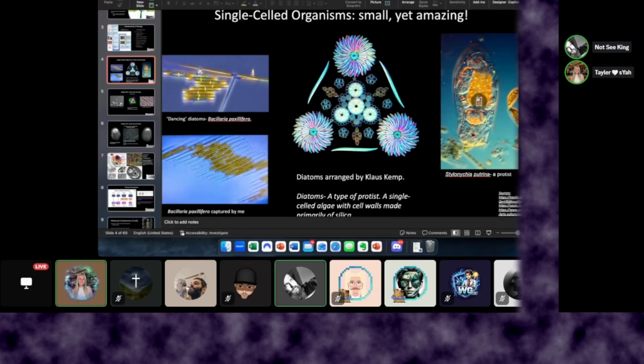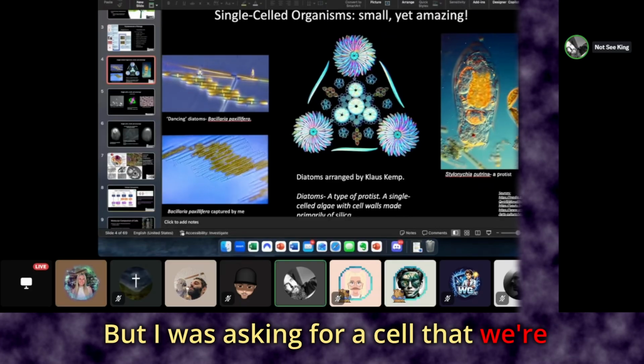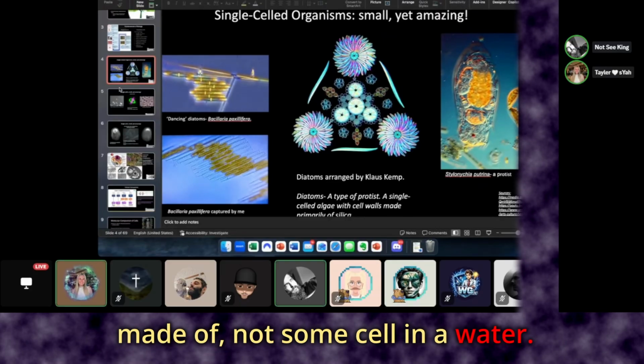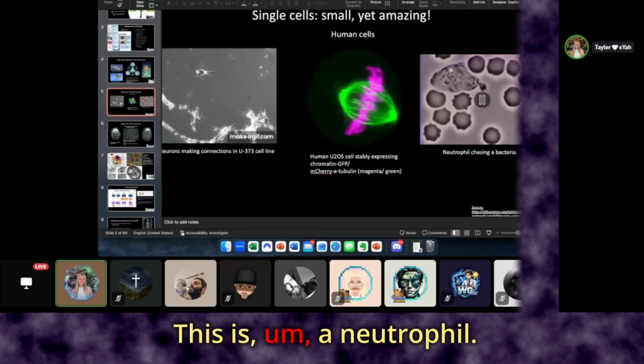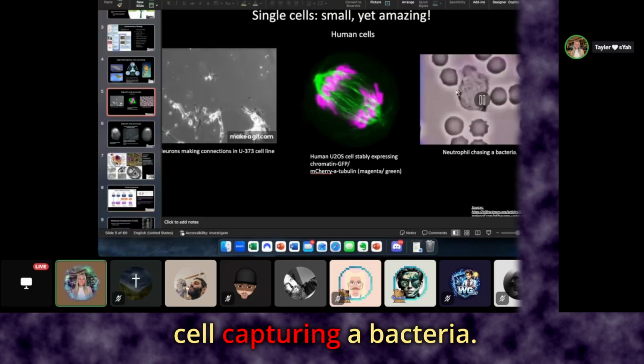And then here's another cell. This is a protist. Wait, yeah, but I was asking for a cell that we're made of, not some cell in a water. The next one. These are human cells right here. These are neurons. This is a neutrophil. This is a white blood cell capturing a bacteria.